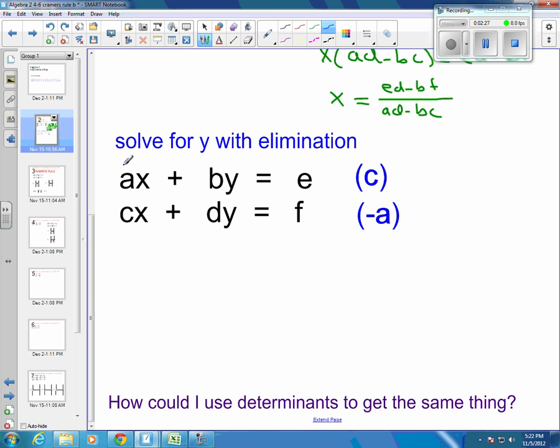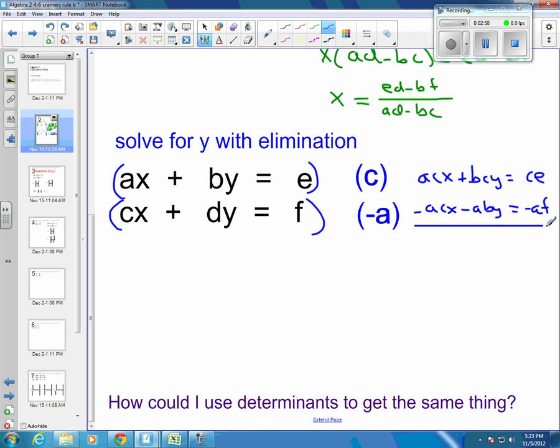I'm going to multiply the top by C, multiply the bottom one by A, because we got the A and the C right here. That way they multiply out. So that's going to be an ACX plus a BCY is equal to CE. And then this is going to be a negative ACX minus an ADY is equal to negative AF. The ACX's are going to cancel, so this is going to leave a BCY minus an ADY equal to CE minus AF.